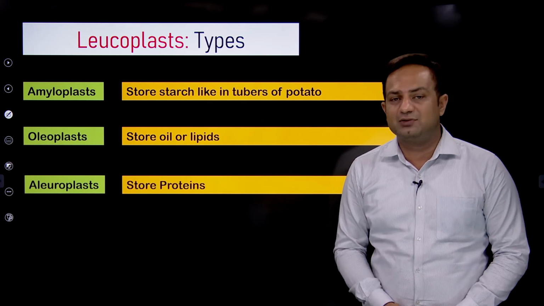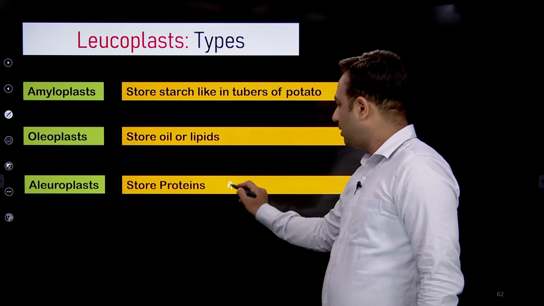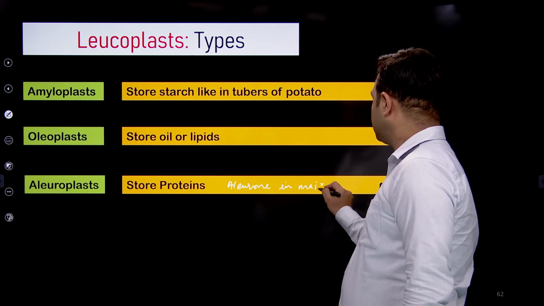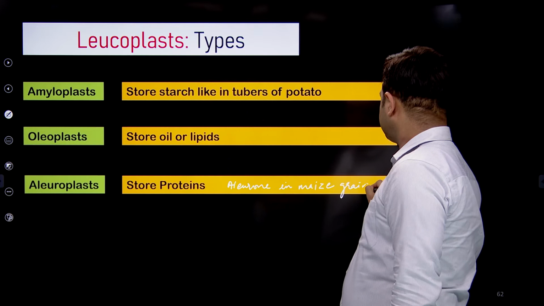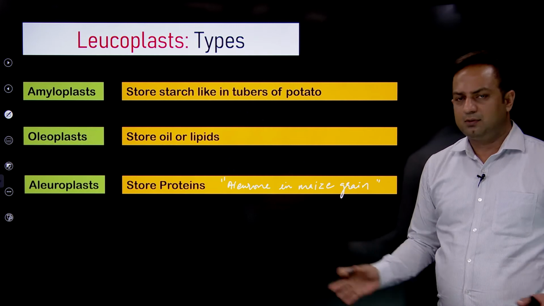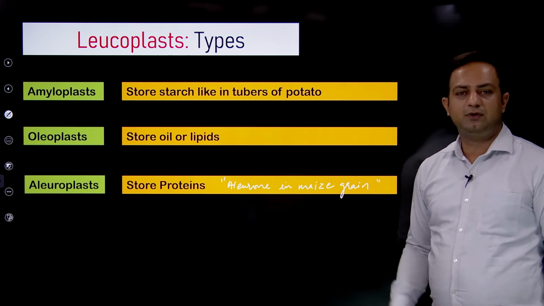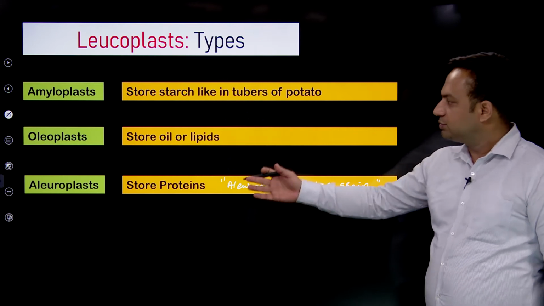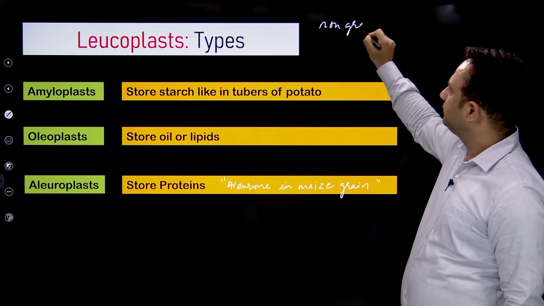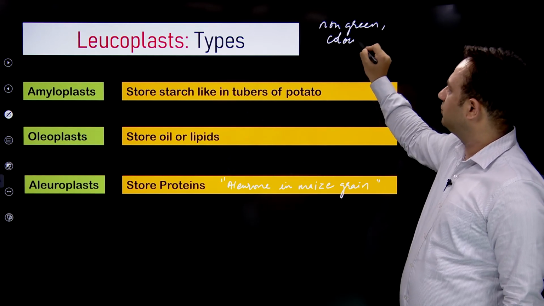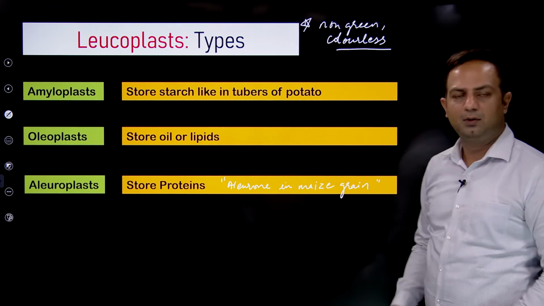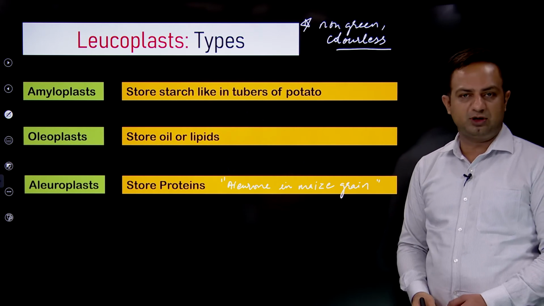One such example you have studied, and that is aleurone in maize grain. Clear? It is about aleurone in maize grain. That's simple. This is what we used to mention about aleuroplast. So these are different types of leucoplasts. Remember, these are non-green, comma, colorless also. That is the type of thing we used to mention about them.